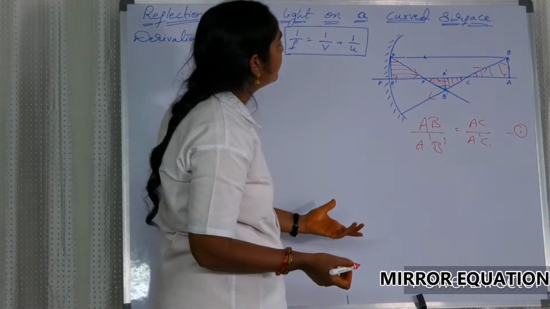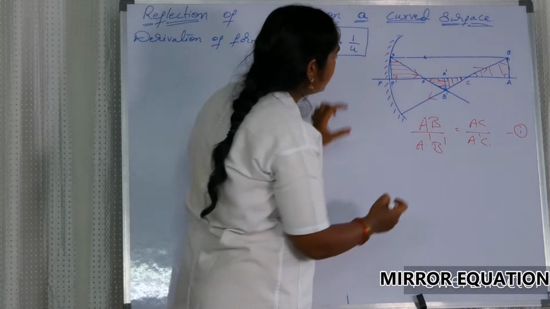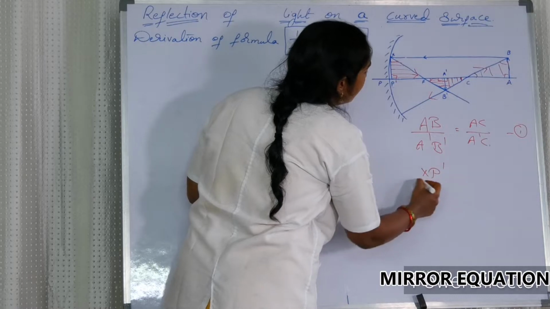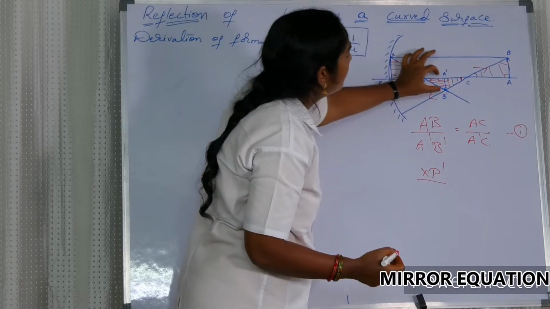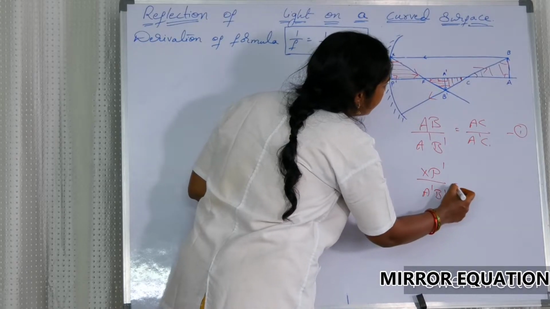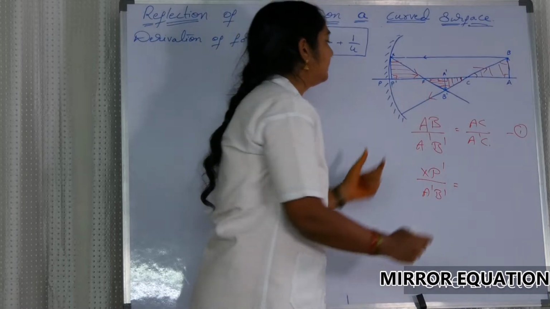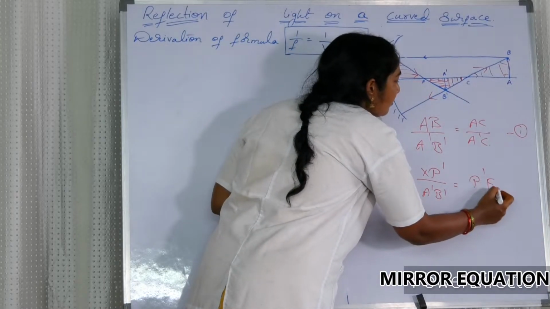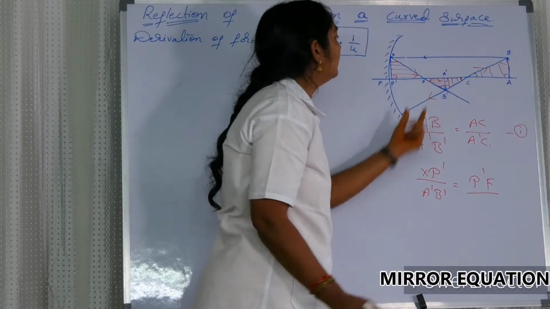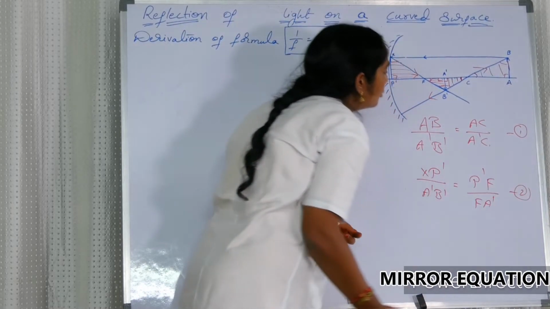Now again using the same thing, this side by this side, means XP dash by A dash B dash, is equal to this side by this side, means P dash F by F A dash. This is equation number 2.